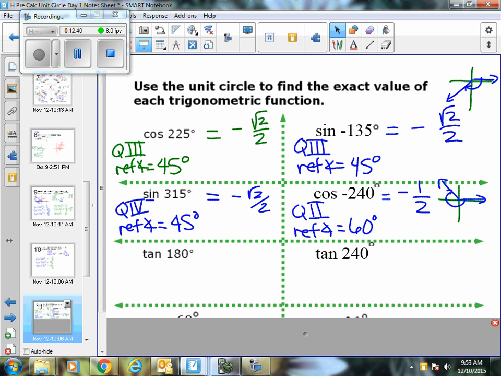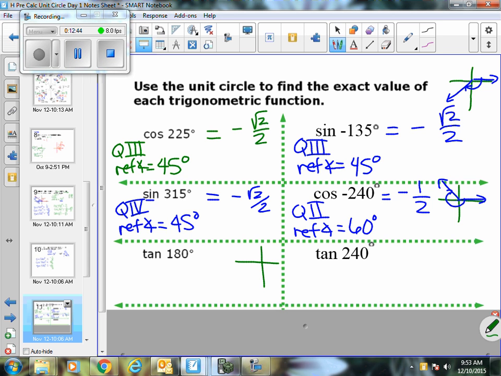All right, let's do a couple tangent values. Tangent of 180. Again, sometimes I think it's just really helpful to look at the picture. So 180 would be over here. My coordinates over there are negative 1, 0. So that's my location. Oops, positive 180. Same location though. So over here, positive 180, it's at negative 1, 0.